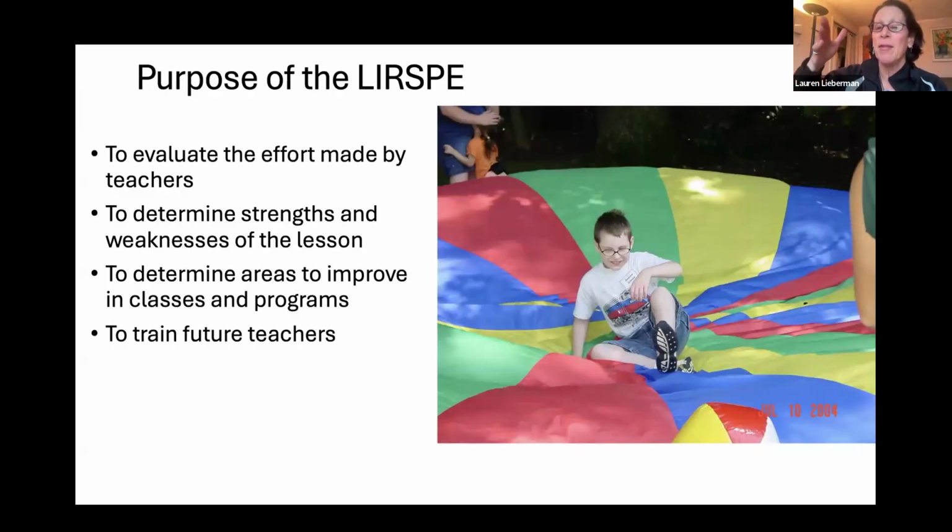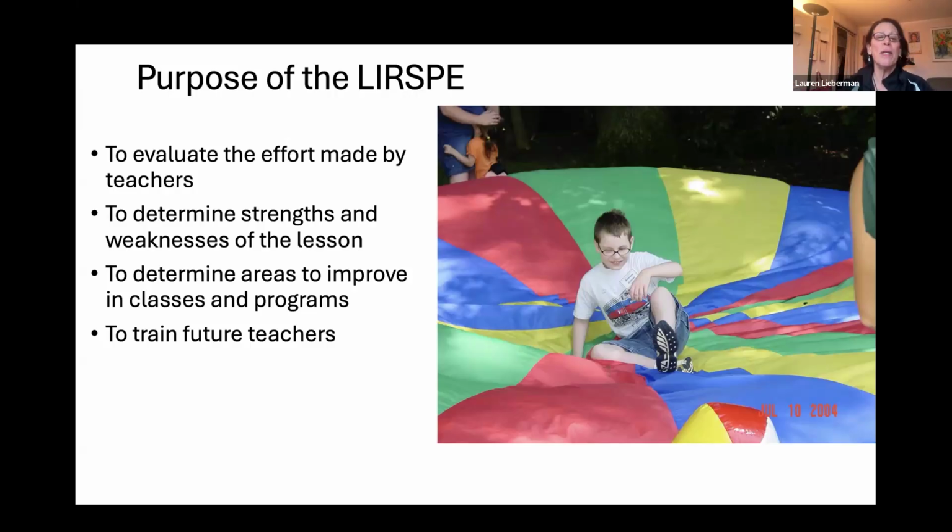Now, this is why we have to make the PE perceptions of inclusion questionnaire. Because just because a teacher gets a high score on the LIRSPE, let's say Faye gets a good score on the LIRSPE, do her students feel included? We don't know that right now. We just know that Faye did a good job setting everything up if she got near a 5.